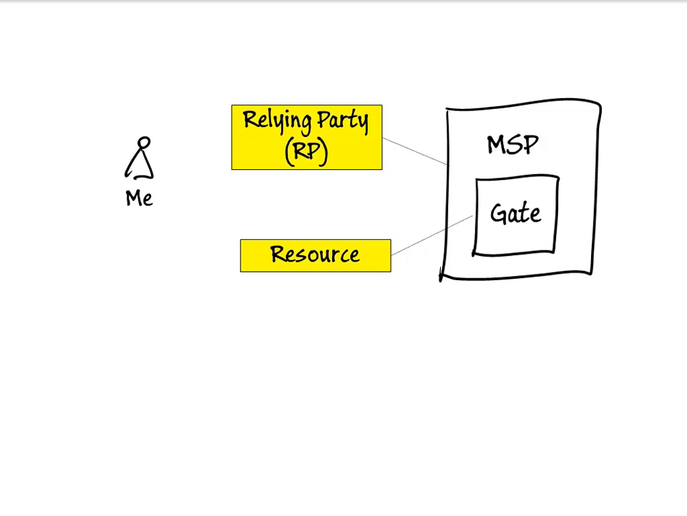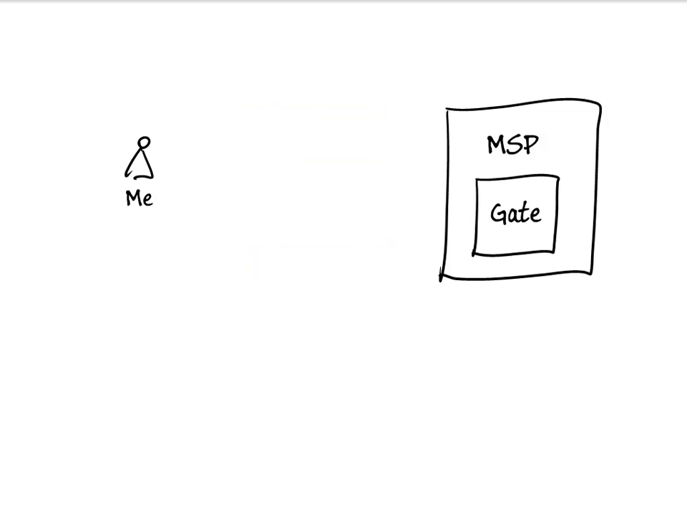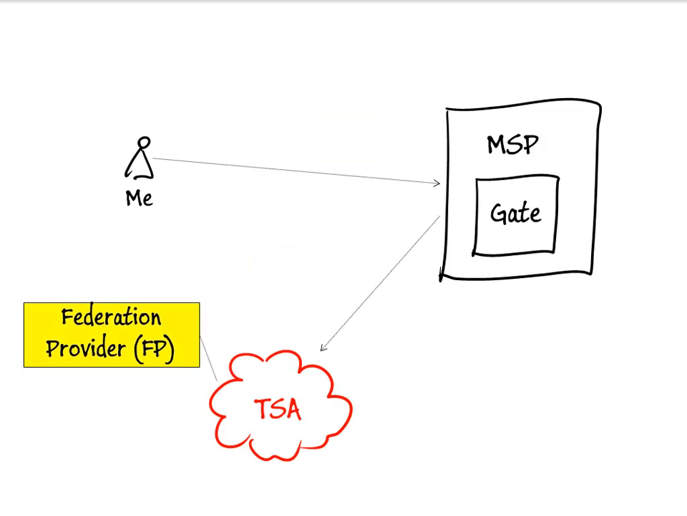If we take that to the software world, your relying party would actually be your application, your web app or web service, and a resource would be something a user wants to access, so a web page. Now, when I try to get to the gate, I get redirected, if you will, to the TSA, right? Because I don't have credentials to get to the gate yet. So the TSA is what we call a federation provider. They're going to do some credential checking and make sure I can get to the gate.